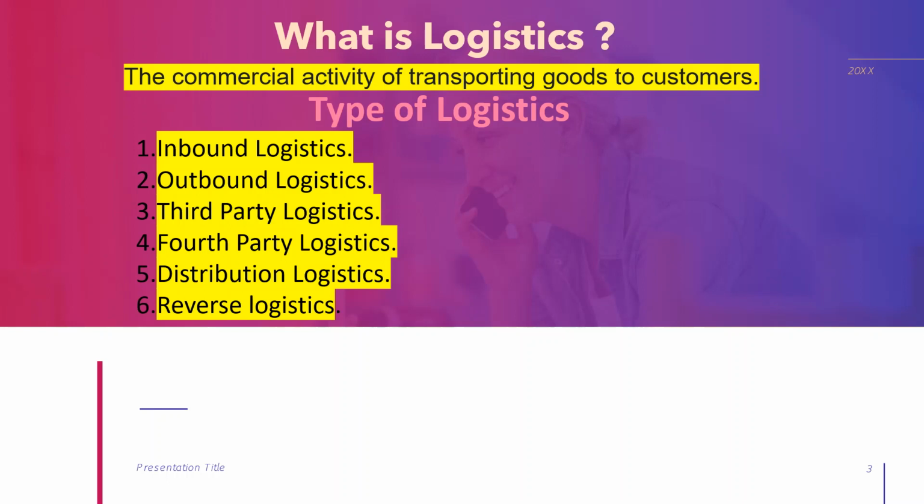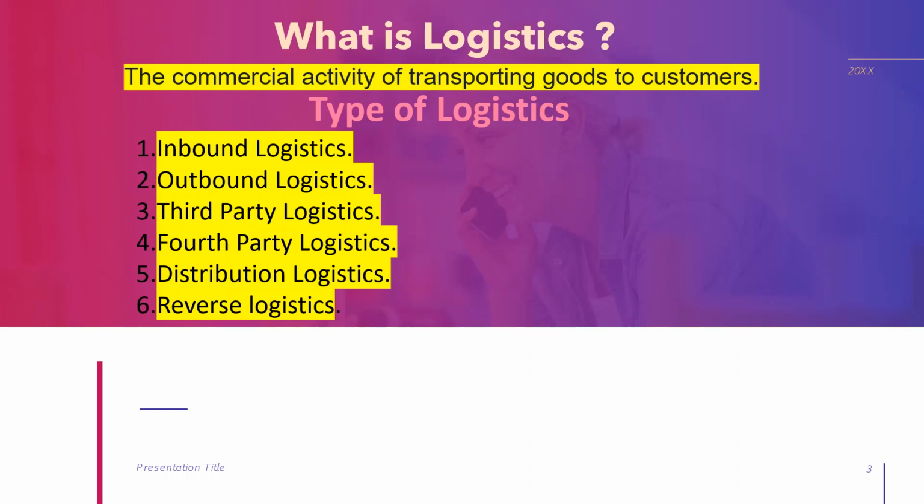Reverse logistics basically means that the goods come from the customer back to the supplier. That is reverse logistics. So next we will discuss what are the different types of logistics.